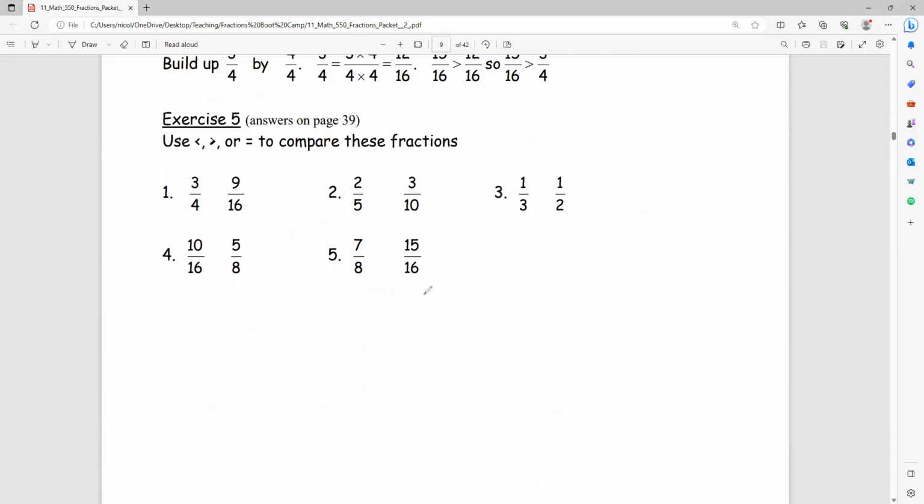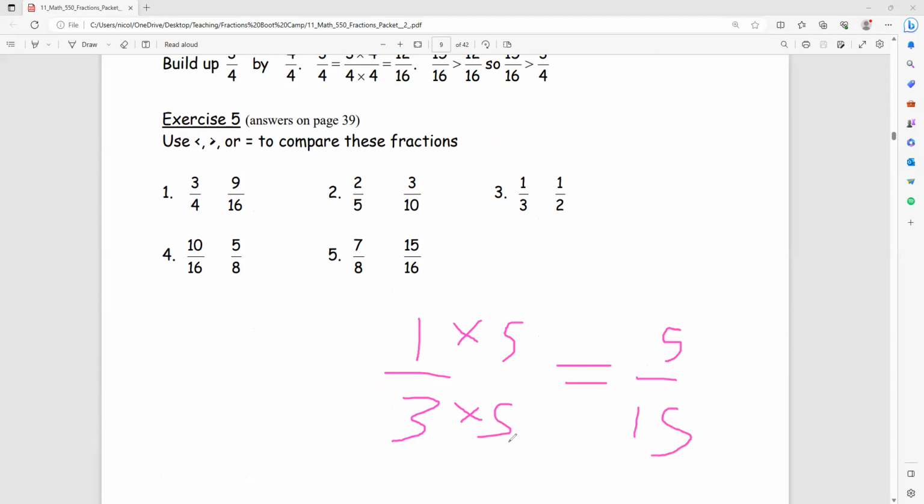Finding equivalent fractions, also simple. So for example, let's say I have 1/3. If I multiply this by 5, top and bottom, that gets me 5/15. Those are equivalent fractions.